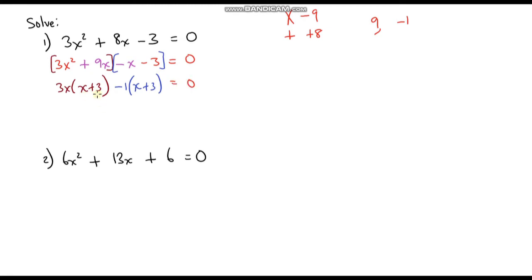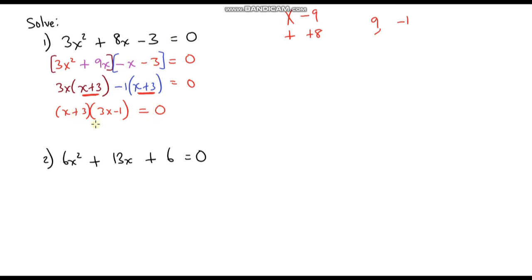Now we can see that we've got an x plus 3 here. We've got an x plus 3 here. So we can actually factor out an x plus 3. And in our second bracket, we've got 3x minus 1. And of course, that all equals 0. So now we've factorized our original quadratic expression and we've set that equal to 0.